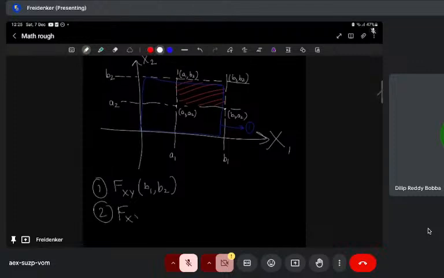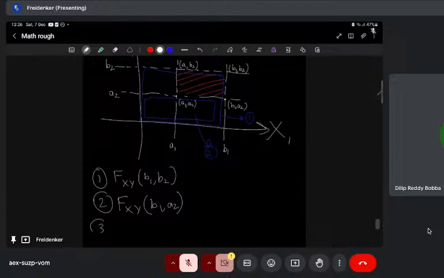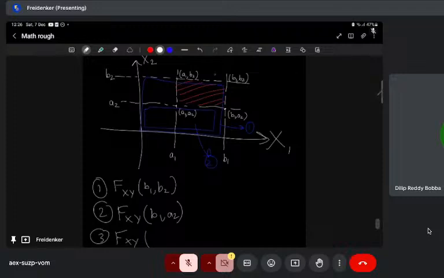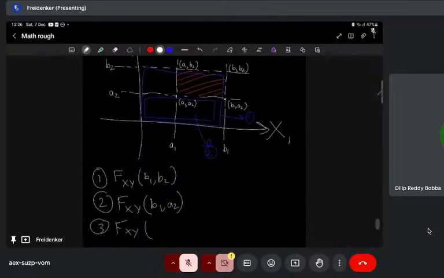So F_XY of (b1, a2). Which rectangle is going to represent this? x1 goes until b1, and x2 goes until a2. So it would mean the lower rectangle. This lower rectangle is area 2. I'm just writing the CDFs at these 4 points.